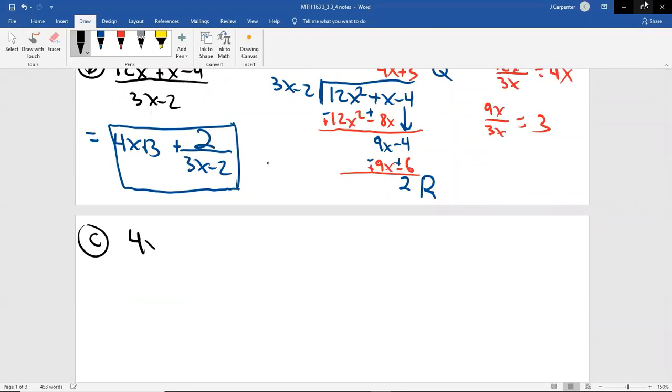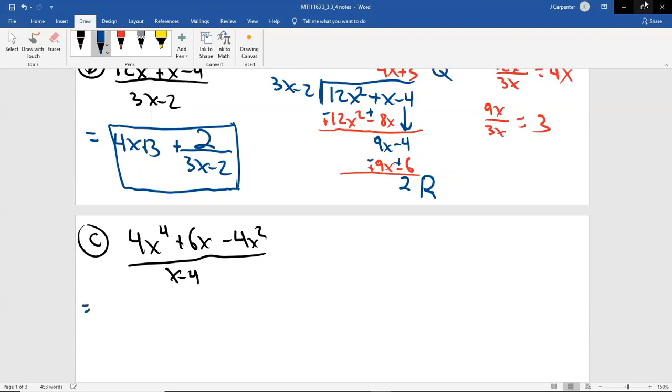4x to the 4th plus 6x minus 4x squared divided by x minus 4. This will be our last one for the day. There's several issues with this one. First of all, the top is not in descending order. You got your x to the 4th here, your x squared here, and then your x here. So they're in a bad order.